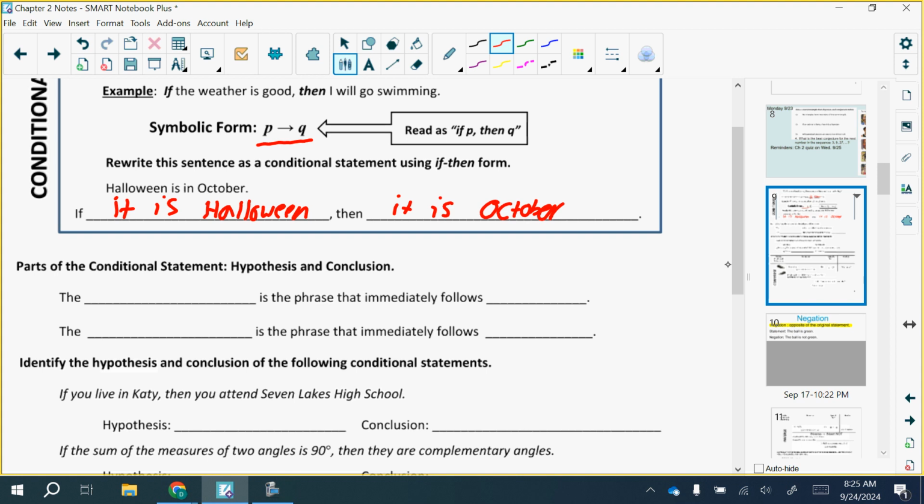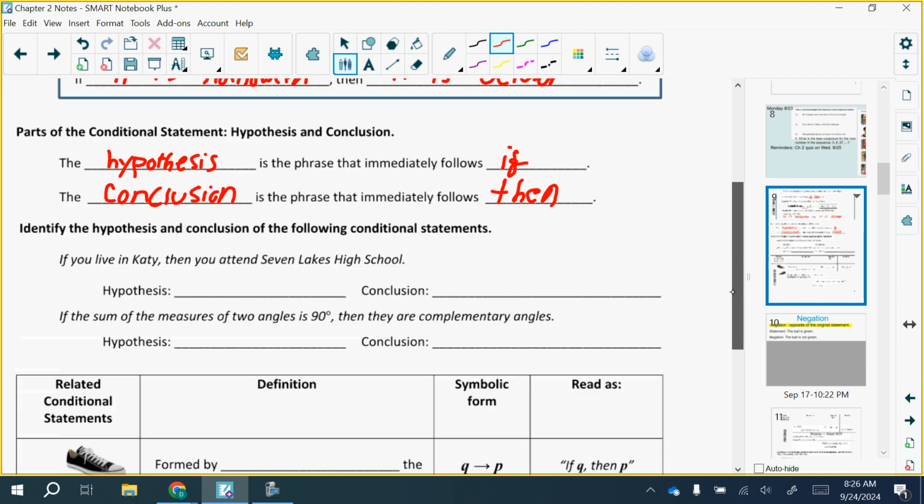So analyzing these statements more, there's names to each part of this. We have the hypothesis and the conclusion. The hypothesis is the phrase that immediately follows the if part of the sentence. The conclusion is the phrase that immediately follows the then part of the sentence. So in our example, the hypothesis would be it is Halloween. The conclusion would be it is October.